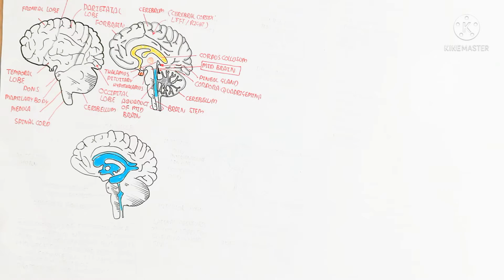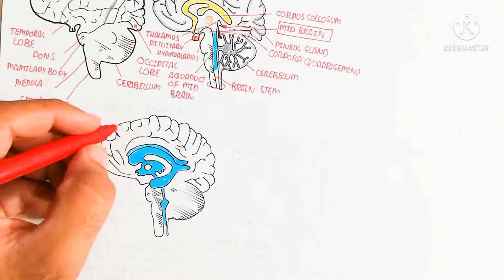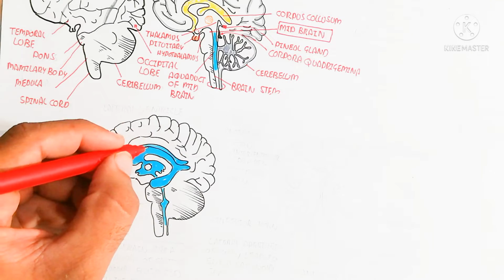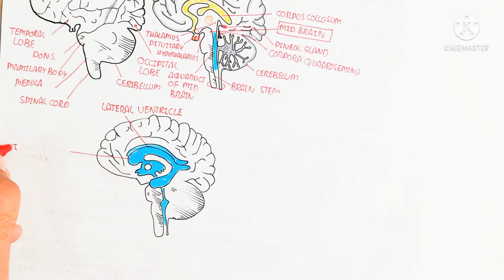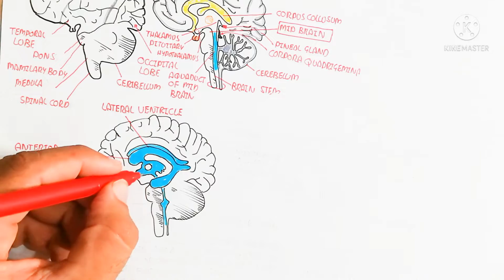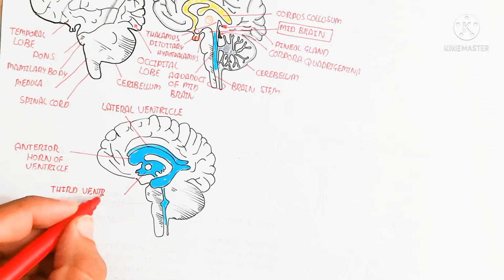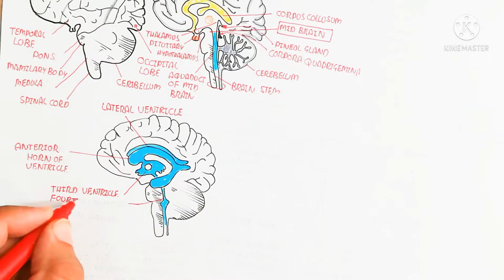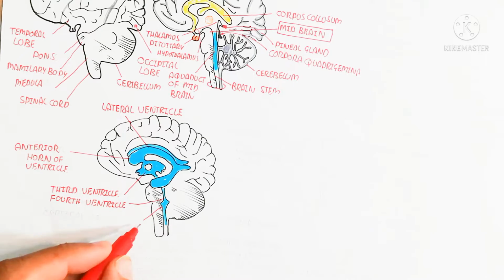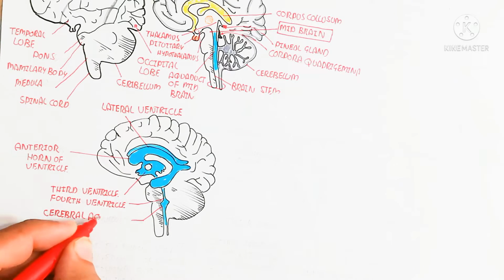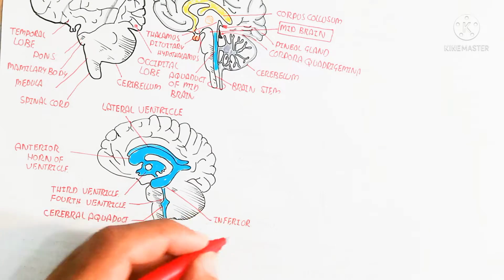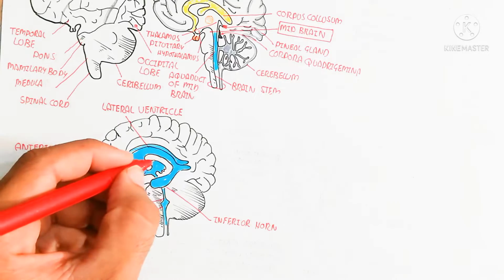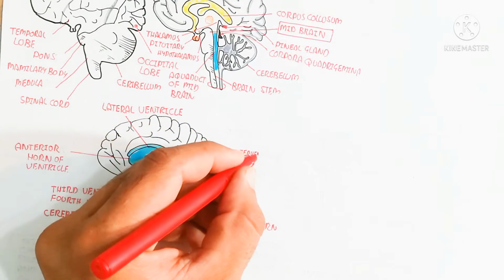Here you can see another part, the ventricles. The blue color shows the ventricles, which are pear-like in form. There are two ventricles, and they have many parts. Here is the anterior horn of the ventricle, here is the third ventricle, and here is the fourth ventricle. This is the lateral ventricle, the upper part, and here is the cerebral aqueduct, which goes into the neural canal of the spinal cord.